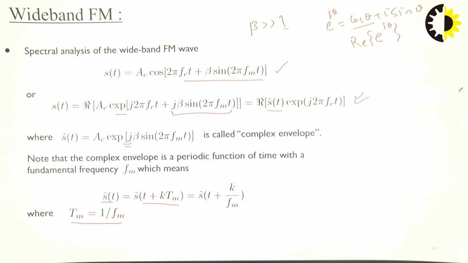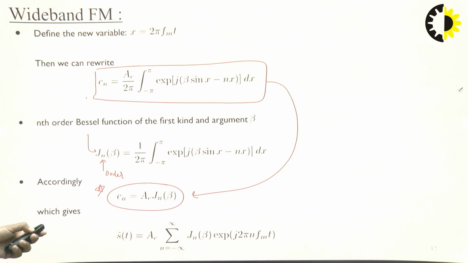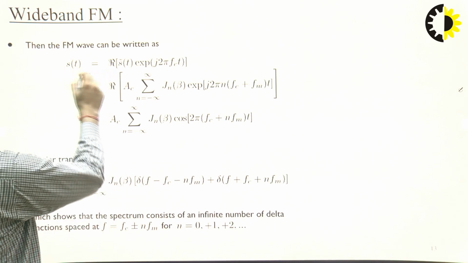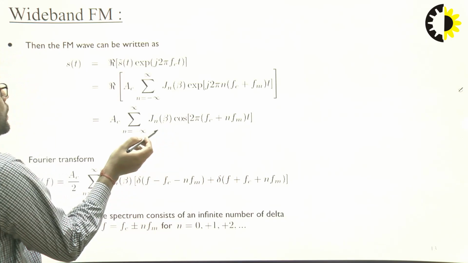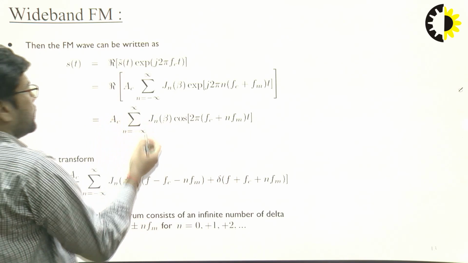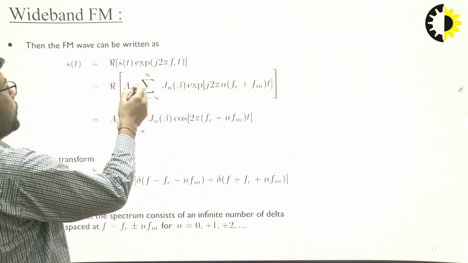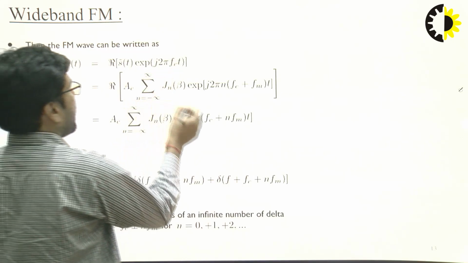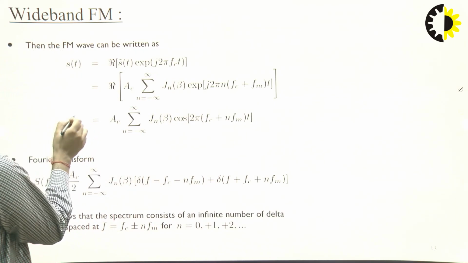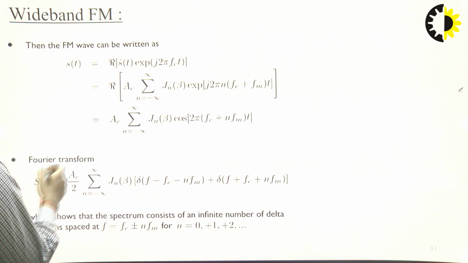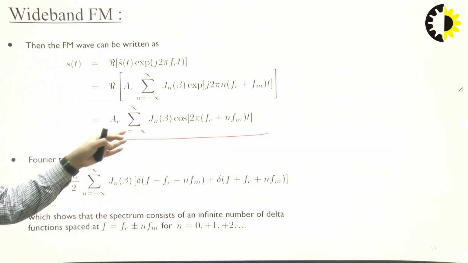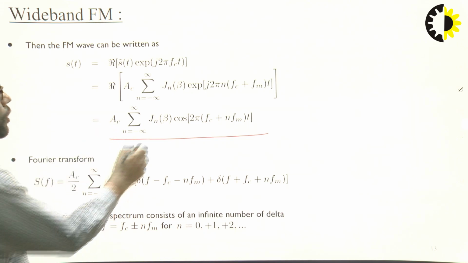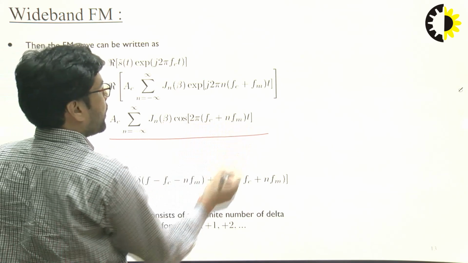Now you can see s(t) is equal to s bar t times exponential j 2 pi f_c t. So you have to put this equation into this. You will get, at last, the wideband modulated signal equation. This one is A_C summation n equal to minus infinity to infinity J_n(beta) cos 2 pi (f_c plus n f_m) t.